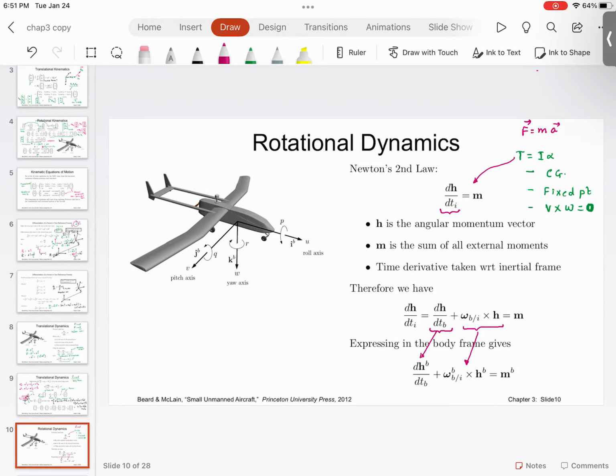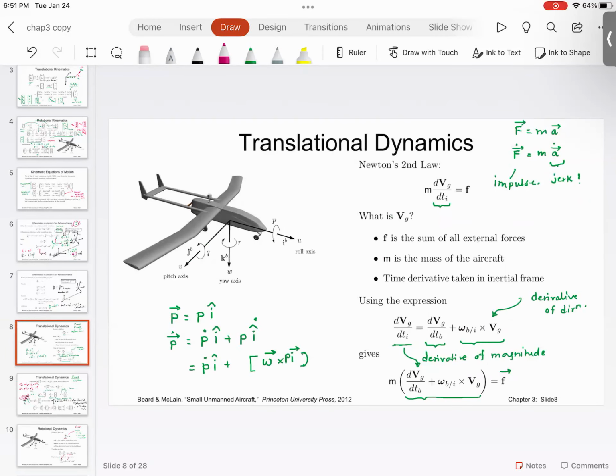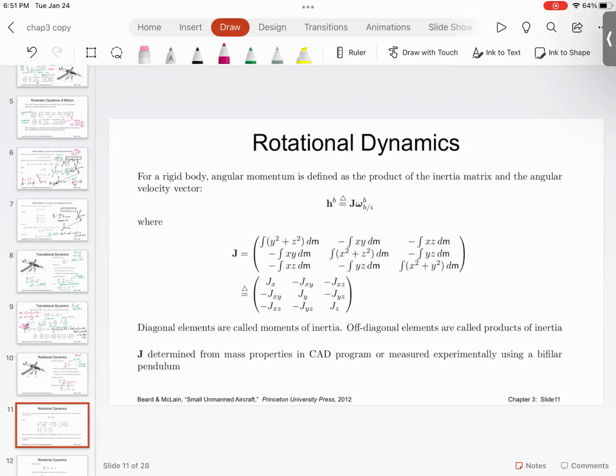So omega cross HB, which is the same as this guy. But here, instead of P, I have H. And H also has a magnitude and it also has a direction. So I have this quantity. And then I'm going to substitute the values for mass moment of inertia. What is mass moment of inertia? Mass moment of inertia is mass multiplied by the radius of gyration square.